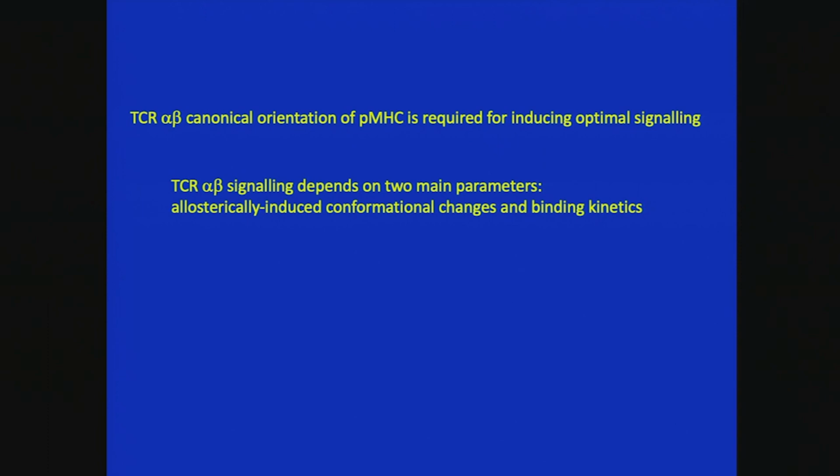Now, alpha beta signal depends on 2 main parameters. So this is the conclusion that we have: allosterically induced conformational changes and binding kinetics. We think this is a demonstration, this last cherry on the cake, that you can have binding with good affinity but no signal. It means that there must be an allosteric effect, a conformational change that is important in order to then allow something to happen. And the kinetics is the time that you have to give to the receptor to phosphorylate and have all kinds of events, so that the signal is full, is exploding really, okay?